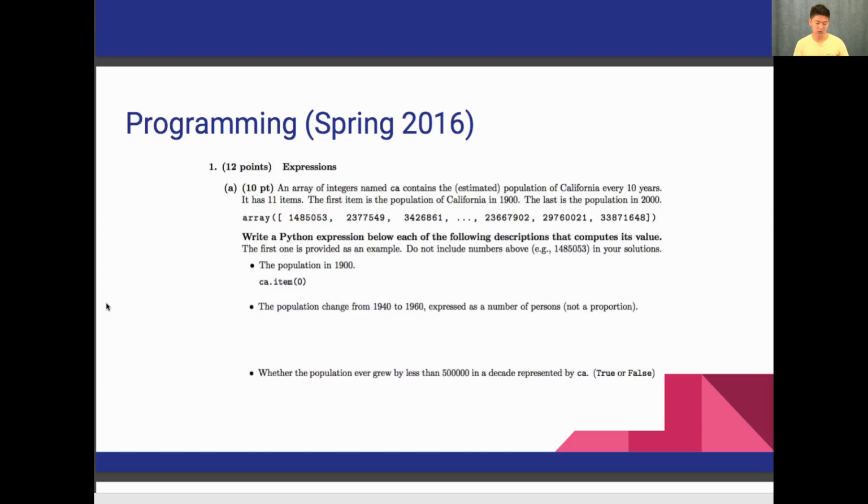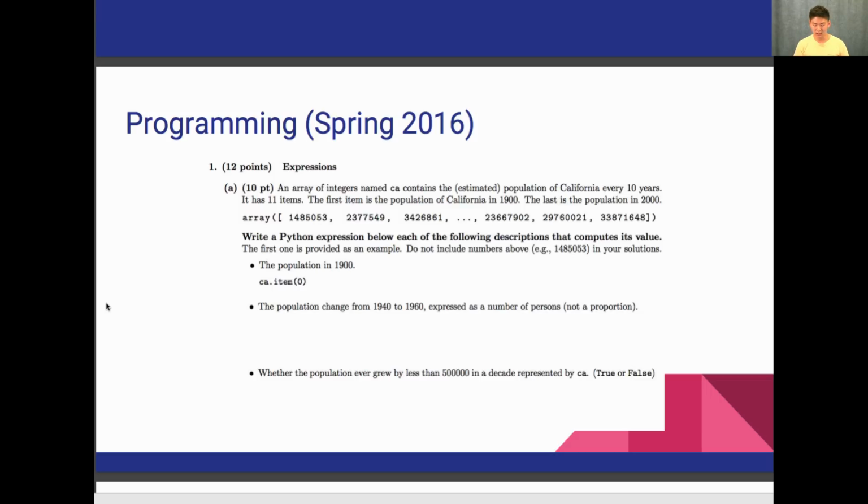So the first question and its answer is kind of given to us. The population in 1900, that's just ca.item(0). And you can use .item because we know that ca is a numpy array. And 0 is the first index of the element because arrays are 0-indexed. So the next question: the population changed from 1940 to 1960, expressed as a number of persons, not a proportion.